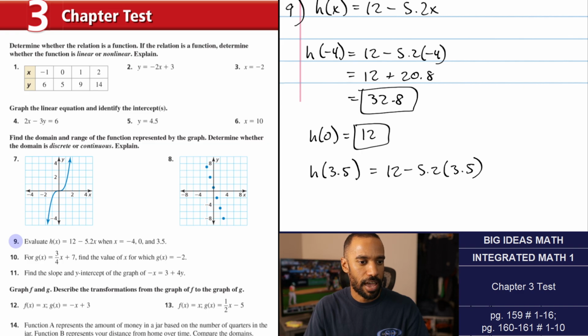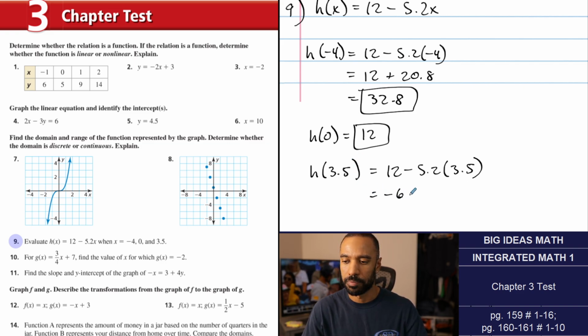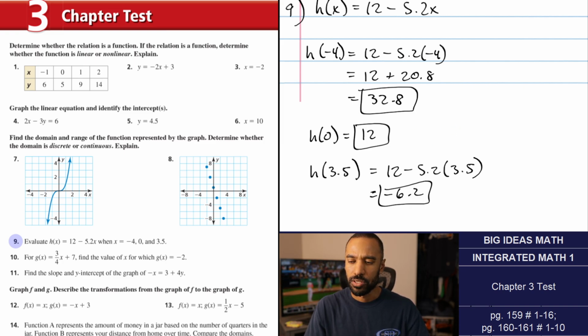12 minus 5.2 times 3.5. And I'm getting -6.2 as a whole. That's the final result. It must have been -18.2, I think, as a value. Is that right? 5.2 times 3.5? 3.5 times 5.2. Yeah, it's 18.2. Huh, interesting. Okay, so that's number 9.